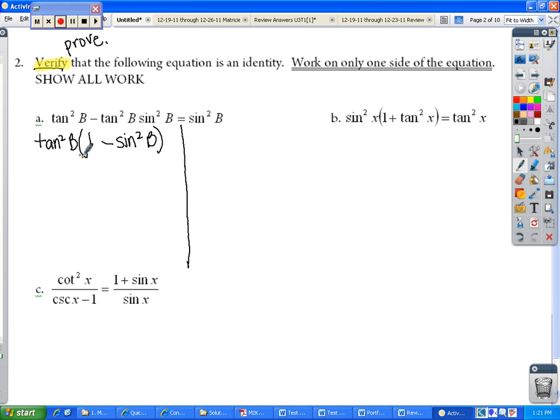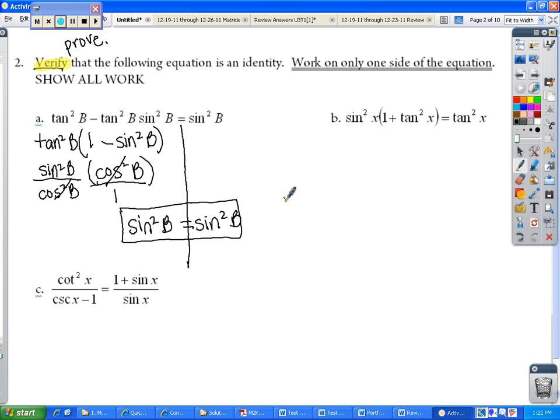1 minus sine squared b is actually cosine squared b, and I can rewrite tangent squared as sine squared b over cosine squared b. And then 1 minus sine squared is cosine squared b. Now if you notice, this is really cosine squared b over 1, so cosine squared is on the top and bottom, and I'm left with sine squared b. You need to show all of this work in order to receive full credit for proving something.